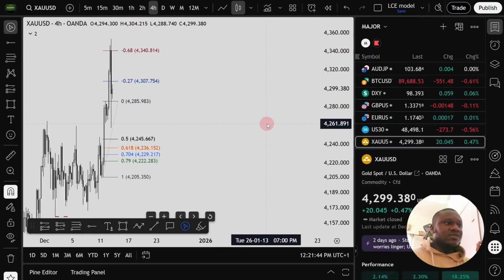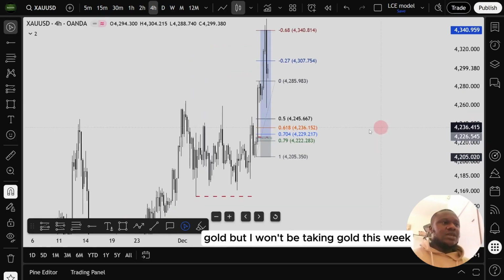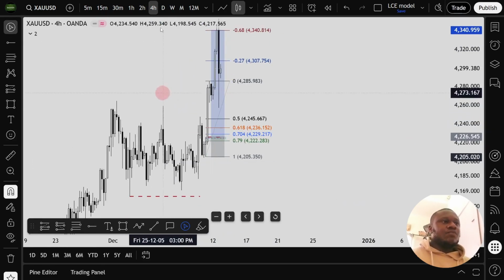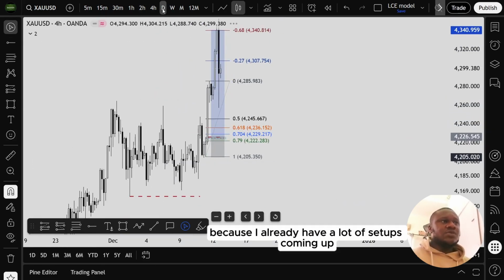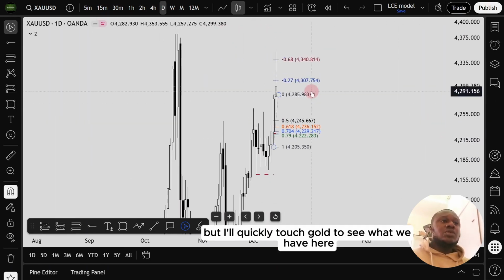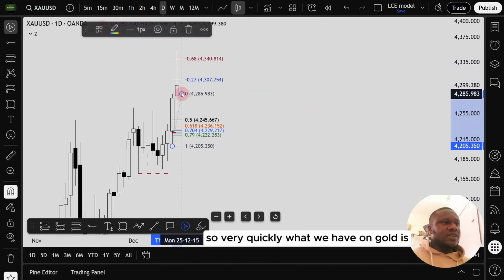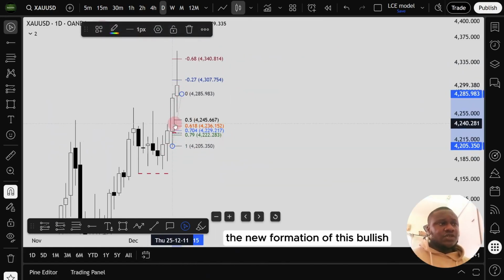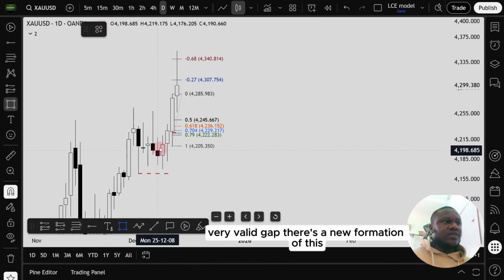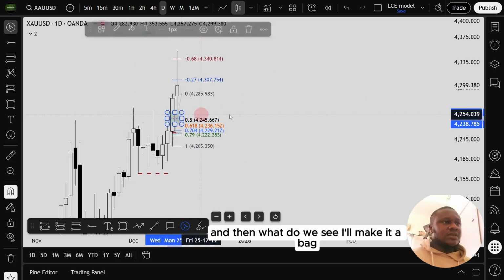On gold, yeah, gold, but I won't be taking gold this week because I already have a lot of setups coming up. I would not like gold to be one of them, but I'll quickly touch gold to see what we have here. So very quickly, what we have on gold is the new formation of this bullish fair value gap. Is a new formation of this, and then what do we see?